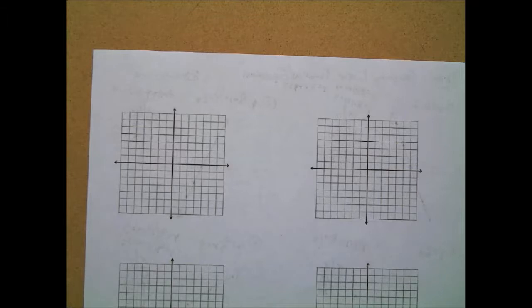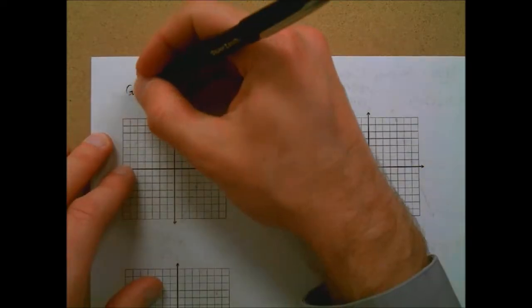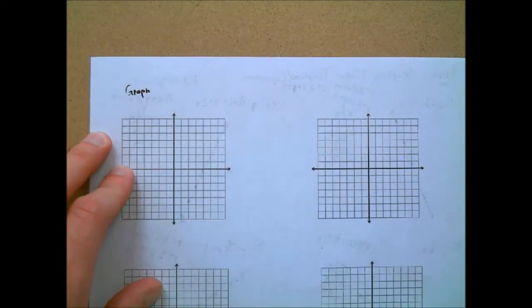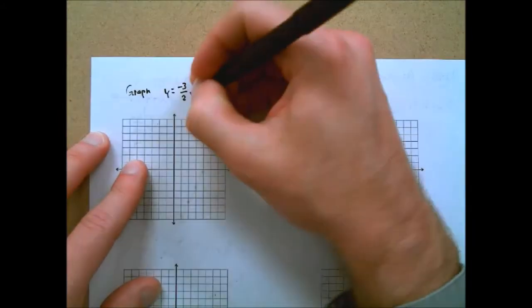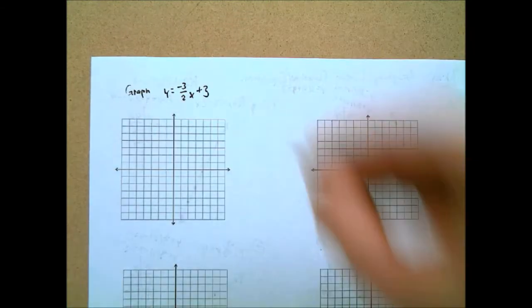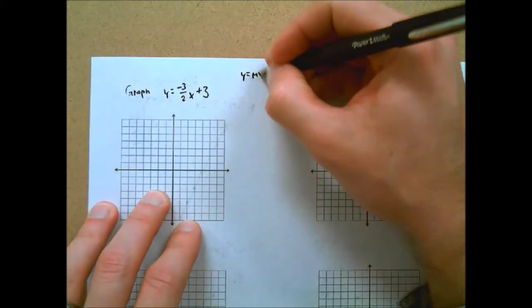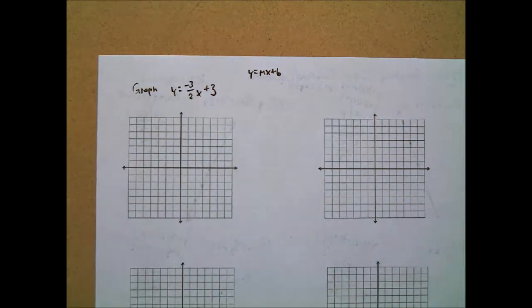All right. Anyway, let's try another one here just to see what I'm talking about. Let's do maybe a practice one. Let's try again. We'll graph y equals -3/2 x plus 3. Again, slope-intercept form, y equals mx plus b. Now, again, if you like using the table, use the table.